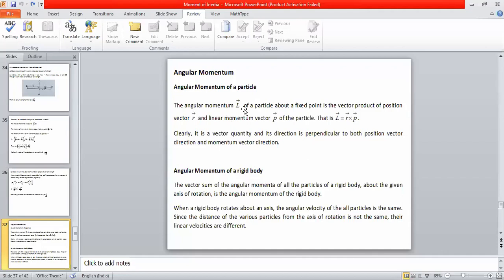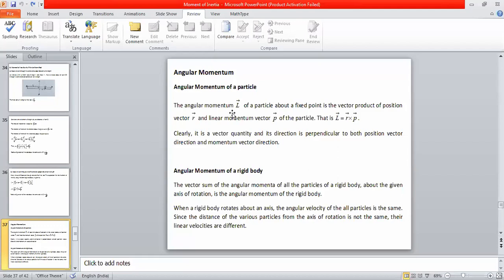The angular momentum is denoted by L, and it is written as vector L because it is a vector quantity. In the case of linear motion, we have linear momentum, which is given by the product of mass and velocity, m into v. Similarly, there is one more quantity associated with rotational motion, that is angular momentum. Linear momentum is a vector quantity, so angular momentum is also a vector quantity. Linear momentum is written by the letter P, whereas angular momentum is written by the capital letter L, as a vector because it is a vector quantity.